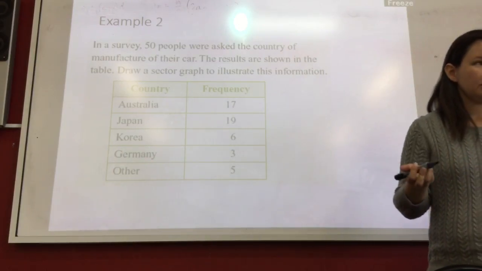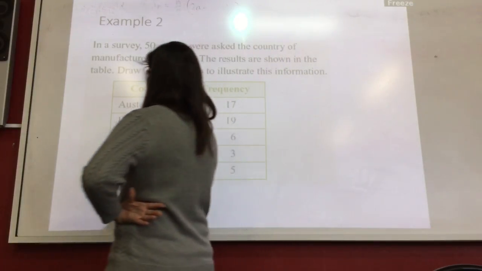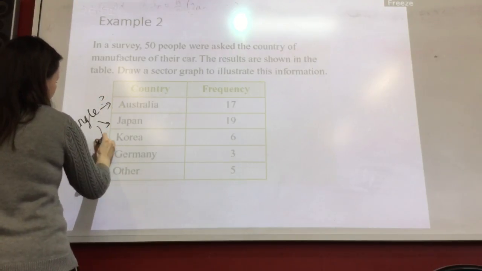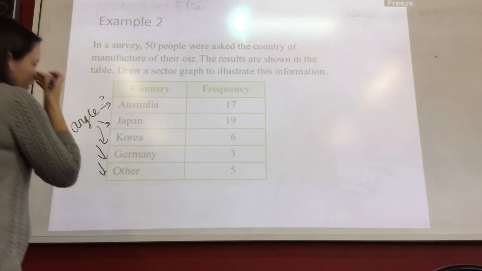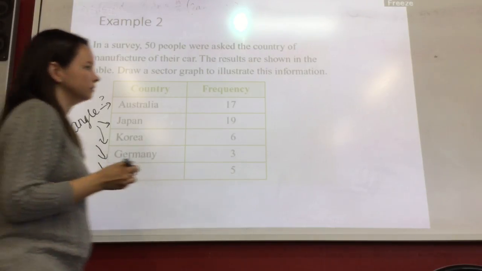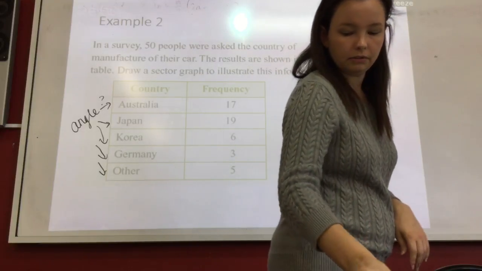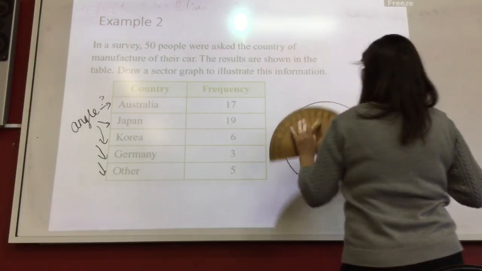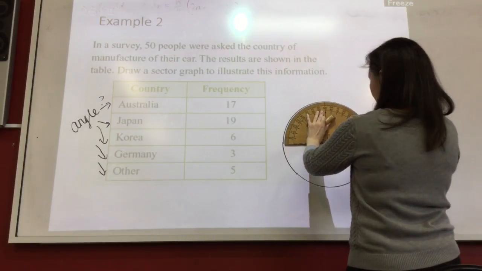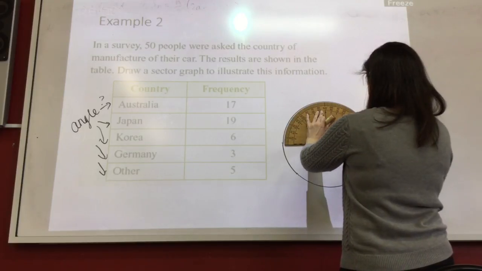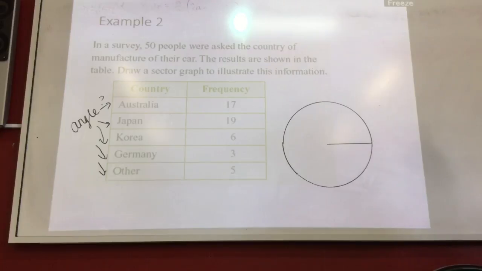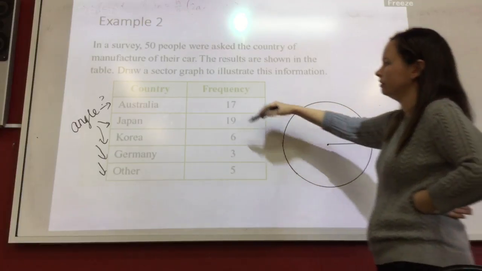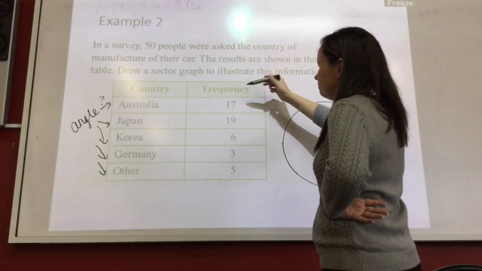We want to draw a sector graph, which means we need to know what is the angle for each of these. So in a circle, we're going to have a massive circle and make sure you mark where the center roughly is and just draw a line for the start. So I want to know what angle I should draw for Australia.